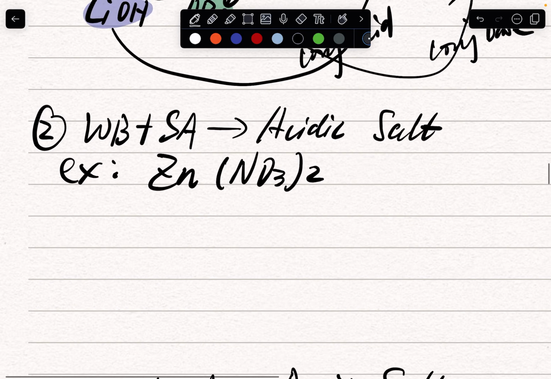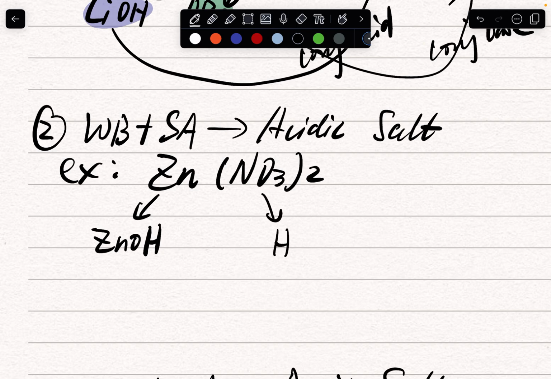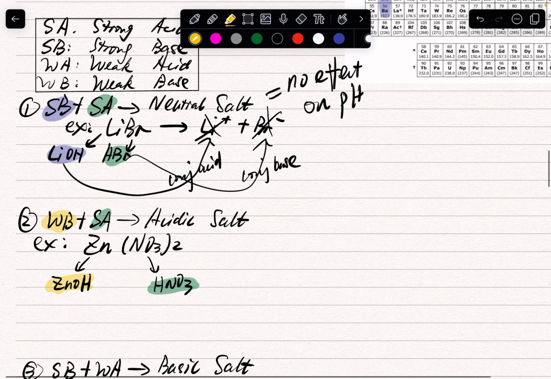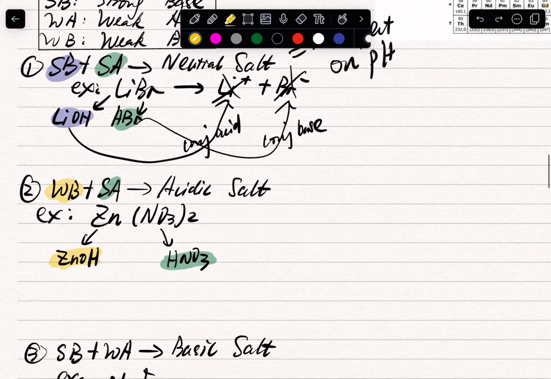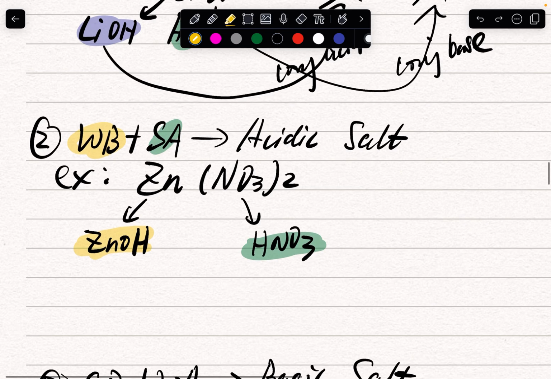So the acidic salt, my example is this Zn(NO3)2, okay? So the Zn, where does it come from? It's from Zn(OH)2, right? What about this? This is from HNO3, okay? So we know this guy is a strong acid, right? But this guy is really not a strong base. It's a weak base, right? As you see, Zn is not one of the atoms that I circled here for your strong base group, right? So it's a weak base.